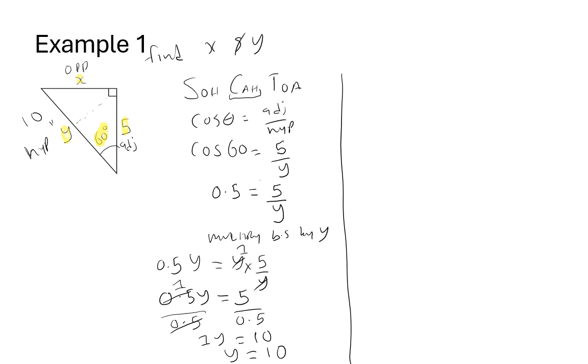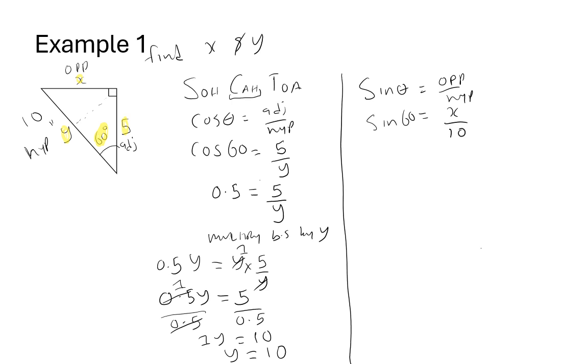So for x, I think we can use this sine, because we have sine theta is equal to opposite over hypotenuse. That's what we want to find. And from our formula, that is sine 60 is equal to our opposite, which here is x, over our hypotenuse, which we just found to be 10.